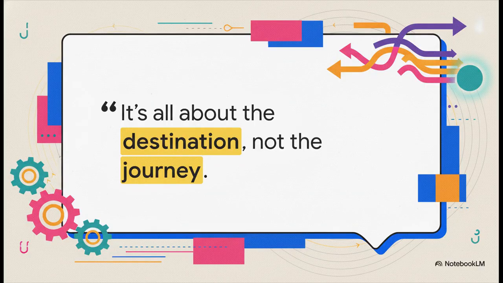I love this way of putting it. It's all about the destination, not the journey. It nails the useEffect mindset. You're not writing a step-by-step instruction manual. You're just describing the final picture. You're saying, this is what I want the world to look like. It doesn't matter if it's the very first render or the 50th. The job of the effect is the same. Make sure the external world matches the current state of my component.